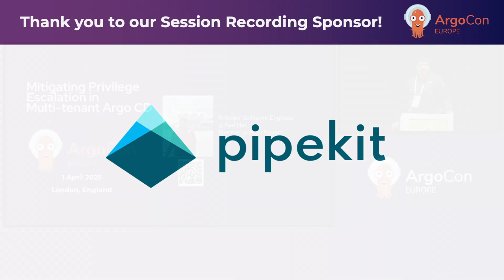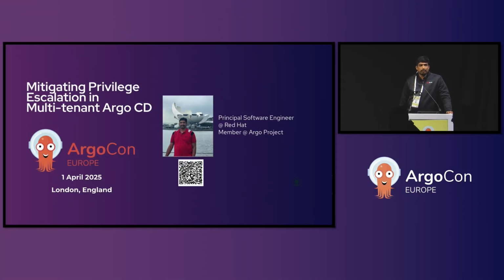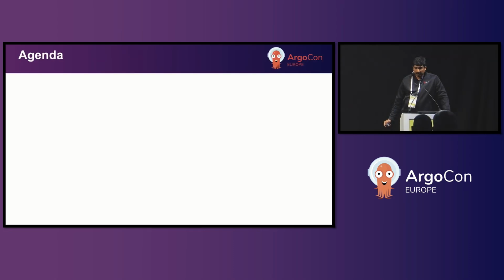Myself, I'm Anand Francis. I'm a principal software engineer at Red Hat, and also a member of the Argo project, working on Argo CD and Argo Rollouts, along with the Red Hat-owned projects like Argo CD Operator and GitOps Operator. So I'm excited and honored to be here. This is my first ArgoCon to be giving a presentation. So let's see what we have today.